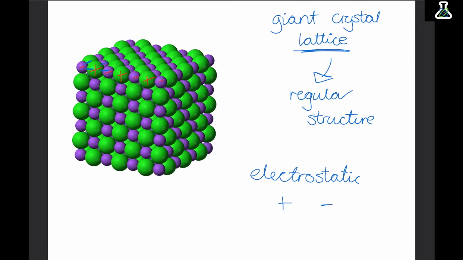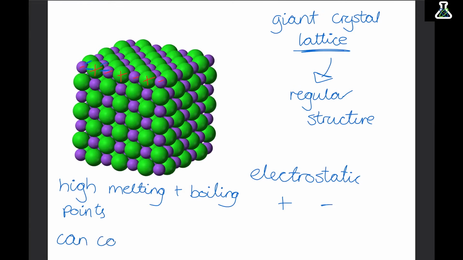Now this giant crystal lattice means that ionic compounds have high melting and boiling points. And this is because we need a lot of energy to overcome these strong electrostatic forces. And ionic compounds can also conduct electricity when they're molten or dissolved, and this is so that the ions can move freely and conduct a current.